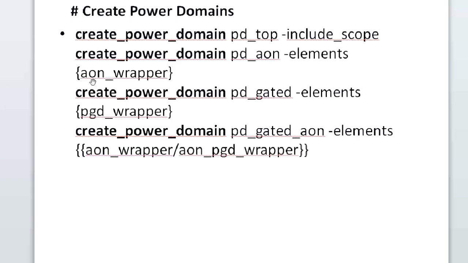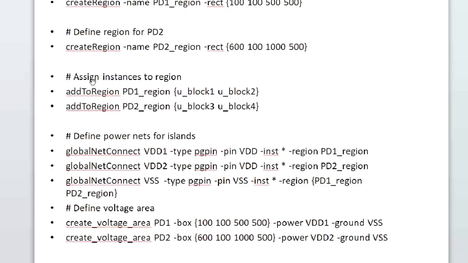For the voltage area creation, at the initial stage we create the region. First we see in which region we have to create the voltage area. So create_region -name PD1_region, and -rect or debug we can give in Innovus, so it will give the coordinates. That is how we define the region. I have 4 power domains, so for 4 power domains we have to define the regions.